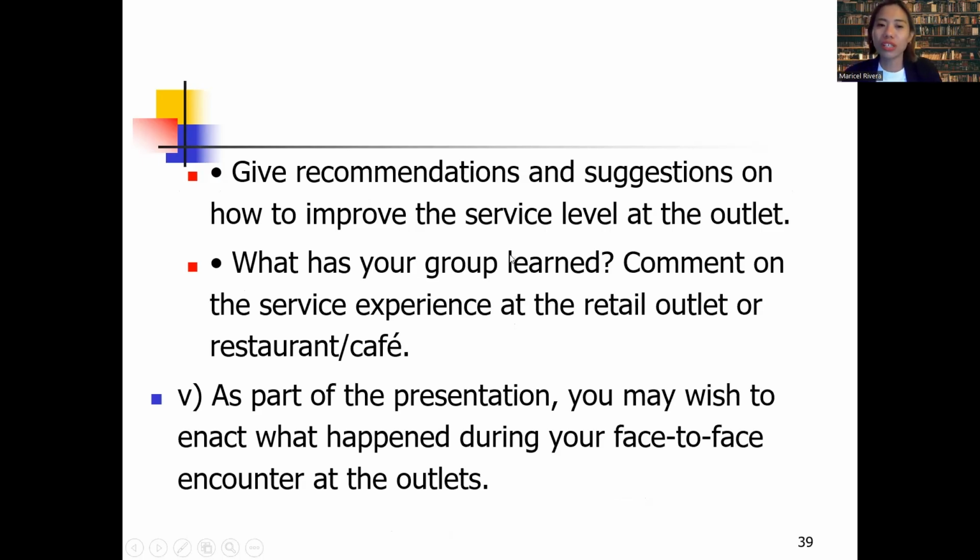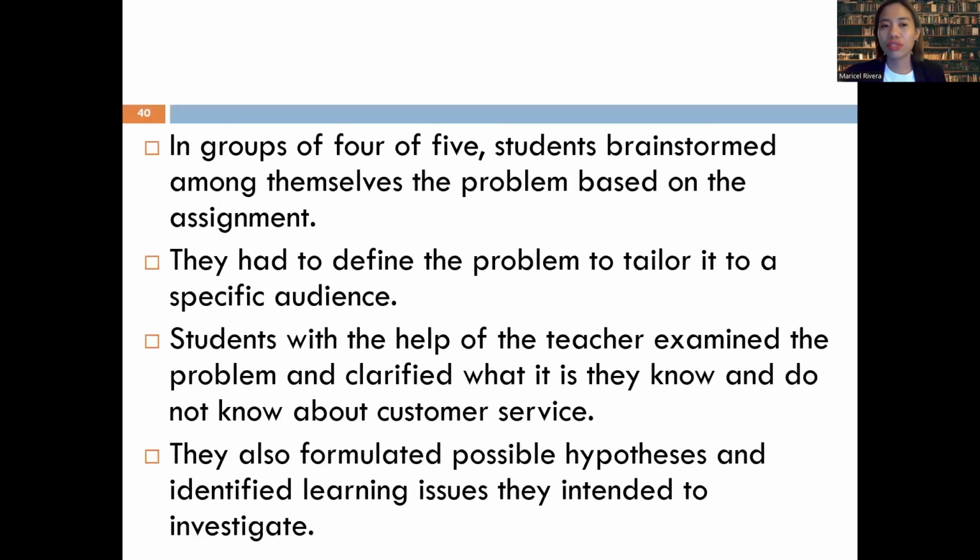What has your group learned? Comment on the service experience at the retail outlet or restaurant or cafe. As part of the presentation, you may wish to enact what happened during your face-to-face encounter at the outlets. And we do have here groups of 4 or 5 students brainstorm among themselves the problem based on the assignment. And they had to define the problem to be able to tailor it to a specific audience.